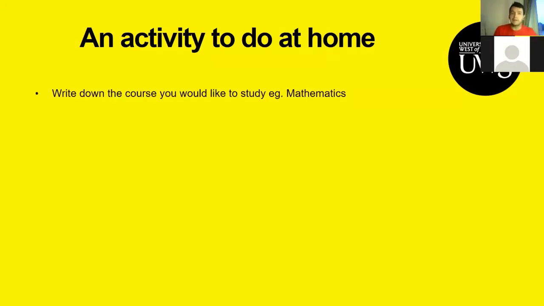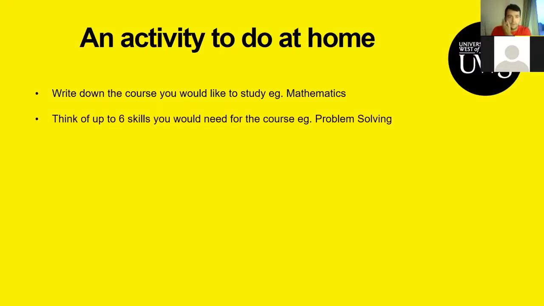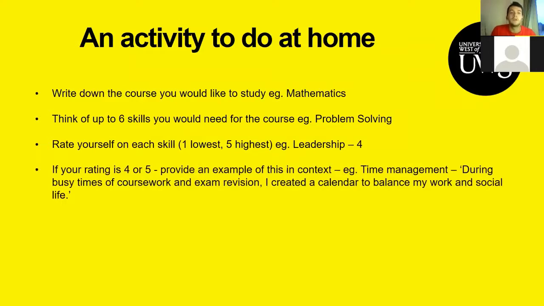So what you do, you write down the course you're interested in studying, so mathematics, for example. Think of up to 6 skills you would need for the course, so problem solving would be one of them. And rate yourself on each skill, 1 being the lowest, 5 being the highest. If your rating is 4 or 5, you have to provide an example of this in context. So for example, time management. During busy times of coursework and exam revision, I created a calendar to balance my work and social life. So that's an example of where I used time management skills.